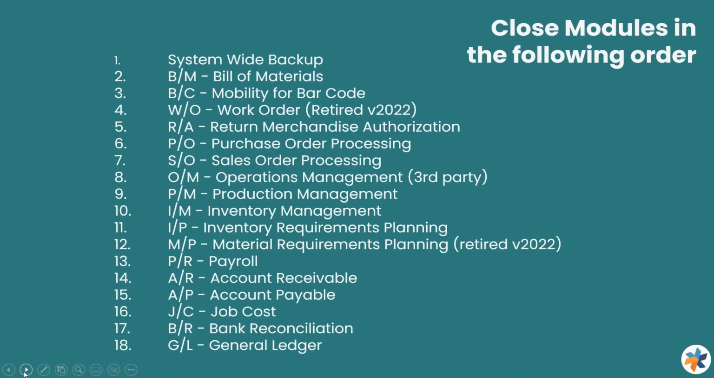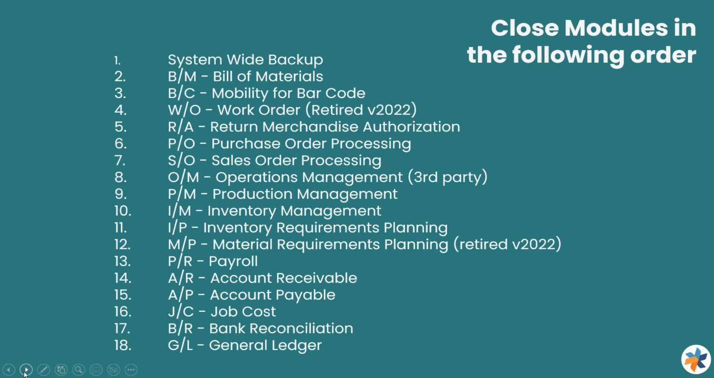I also wanted to include the suggested Sage 100 module closing order. This is how Sage has it listed, how they suggest that you close out your system, so that you're following their guidelines and there are no issues when you're closing everything out. As always, you will do a system-wide backup. You always want to back up your Sage 100 in another location, just in case something happens. And if you're in Sage 100 under the modules, you'll be able to see that these are all listed in there backwards.